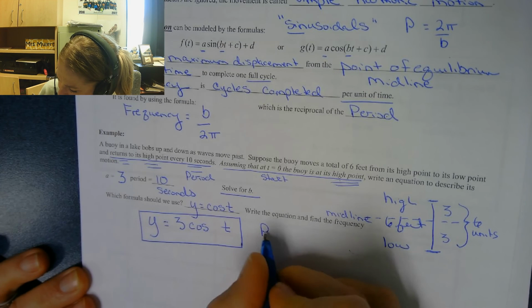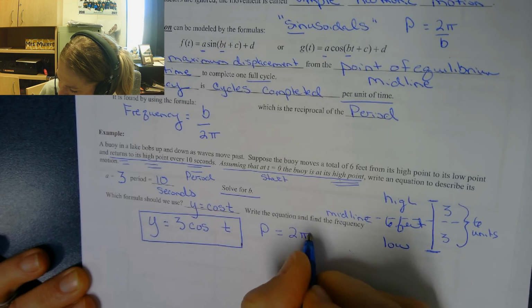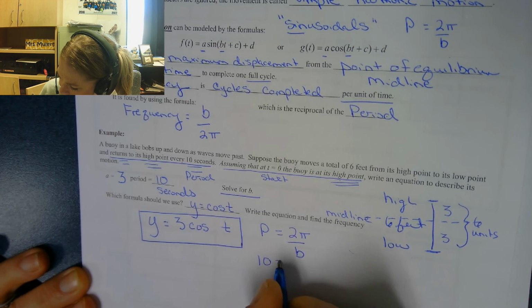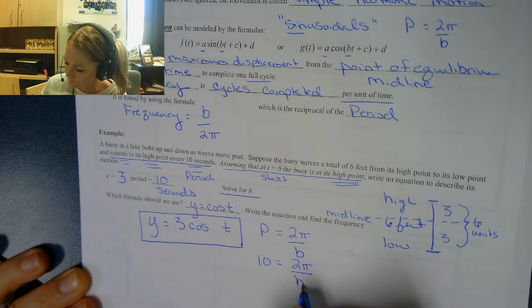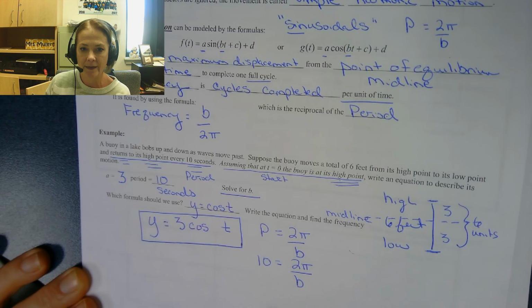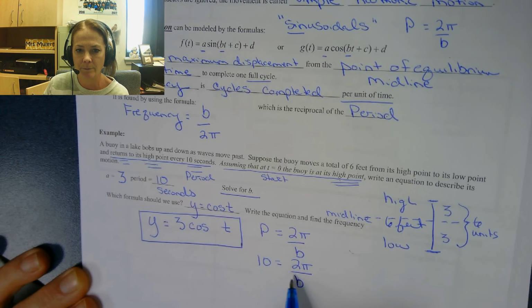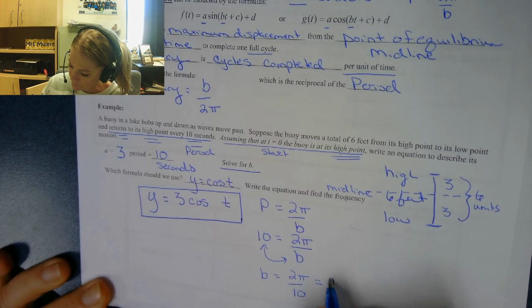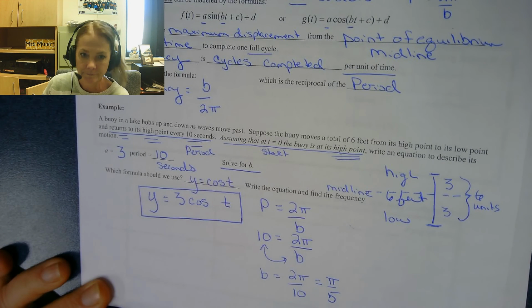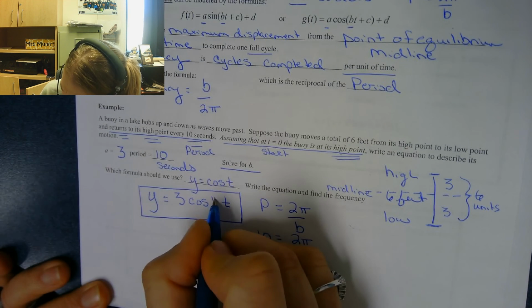And so if a period is 2 pi over b, I know my period is 10 seconds, the time it takes to complete that cycle. And then there's b. So right here, when you go to cross multiply, you're blocked by the b. So what do we do right there? We switch. And b is pi over 5. All right, so that goes right here, almost done.